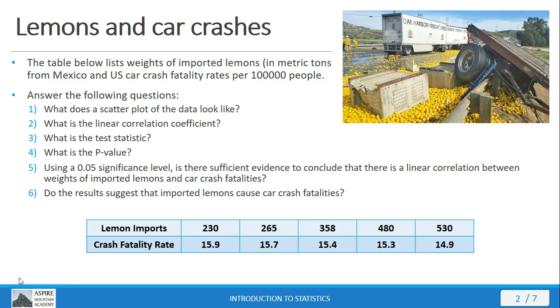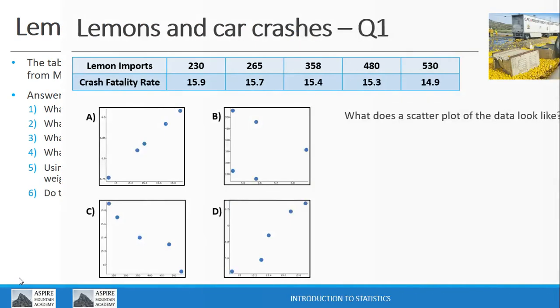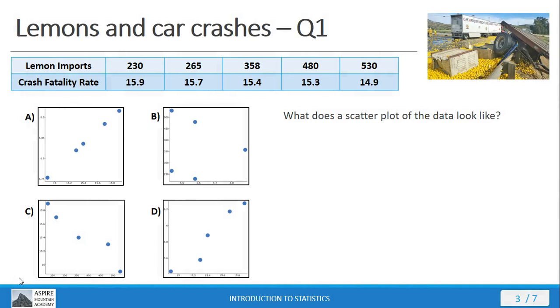What does a scatter plot of the data look like? What is the linear correlation coefficient? What is the test statistic? What is the p-value? And then, is there sufficient evidence at the 5% significance level to conclude linear correlation? And then finally, do the results suggest that imported lemons cause car crash fatalities? So let's look at these questions one at a time.